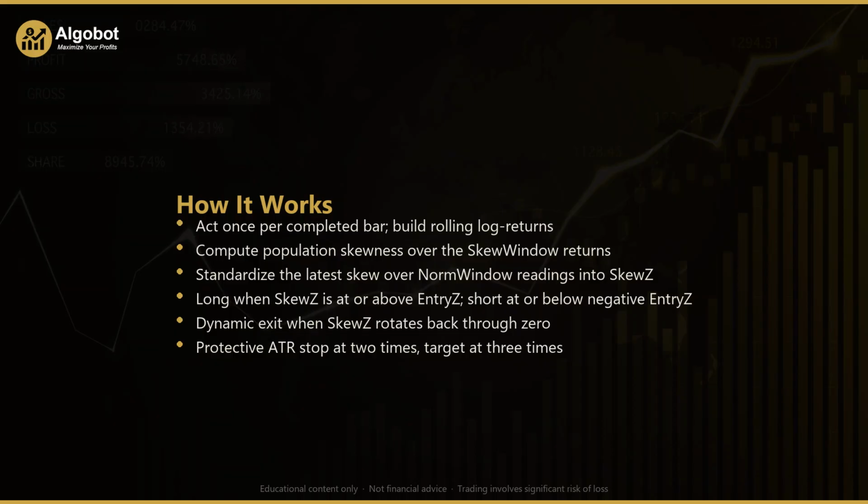Exits work in two independent ways. The first is a dynamic exit. If the strategy is long and SkewZ rotates back below 0, the asymmetry has neutralized, and the position is closed. If it is short and SkewZ rotates back above 0, the same thing happens.